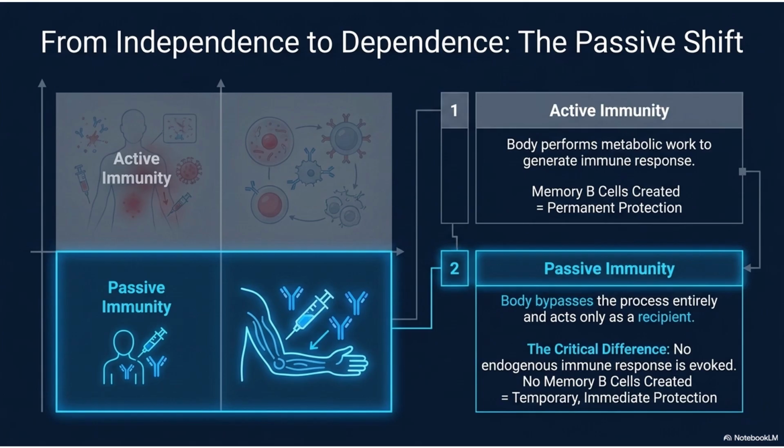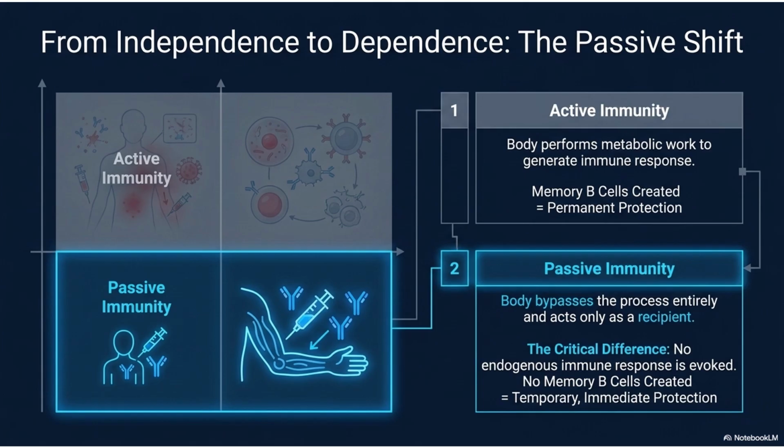In active immunity, the body performs the metabolic work. It sees the antigen, activates its cells, and generates its own antibody response. Because it does that work, it creates the memory B cells, and the protection is permanent. In passive immunity, however, the body bypasses that entire process.